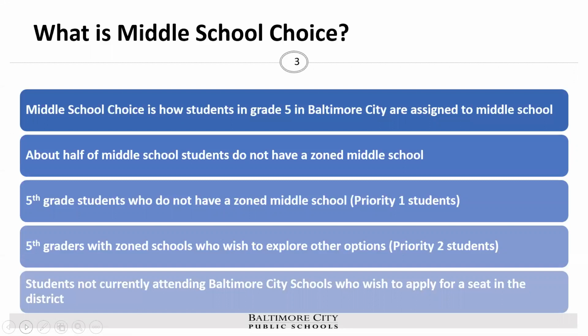For our middle school choice process, this is the process in which we have our fifth graders select their middle school for sixth grade. This process is open to all of our fifth graders, but those fifth graders that do not have a zone middle school receive priority in this process. This is also the process by which students can apply for advanced academic programming, which we will discuss later in this presentation.